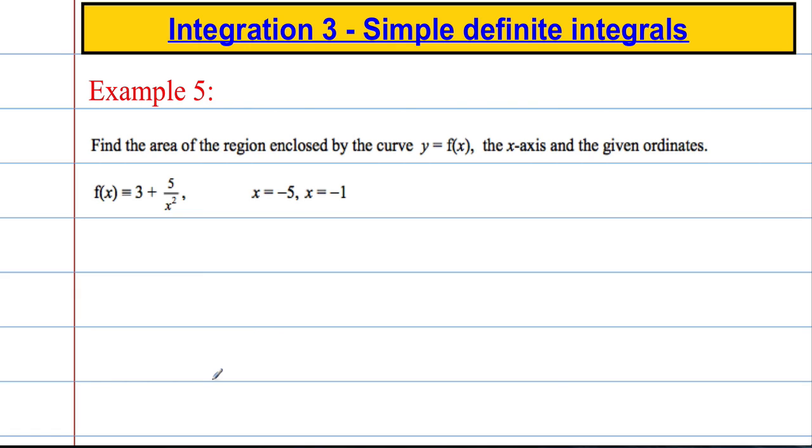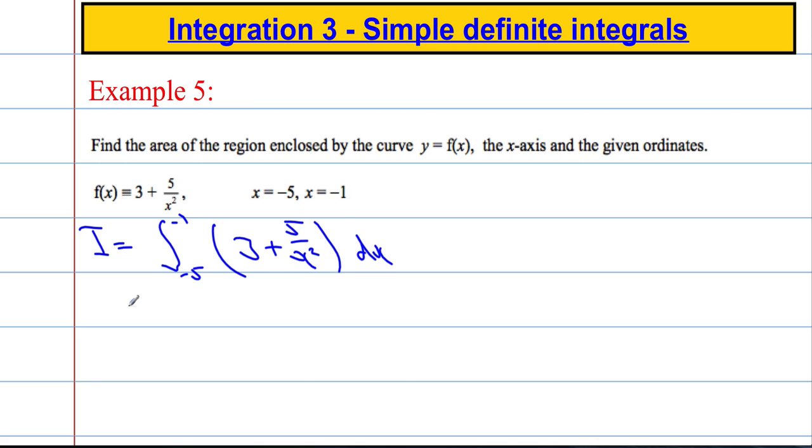One more example to do. So again, finding the area of the region enclosed by the curve, the x-axis and the given ordinates. So what we're going to do is integrate between -5 and -1. We're integrating 3 plus 5 over x squared with respect to x.